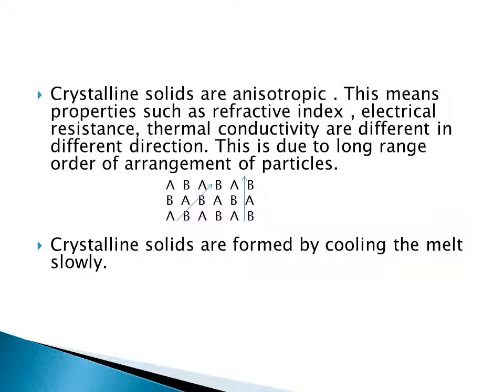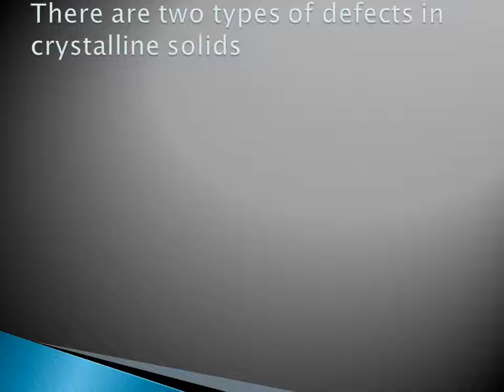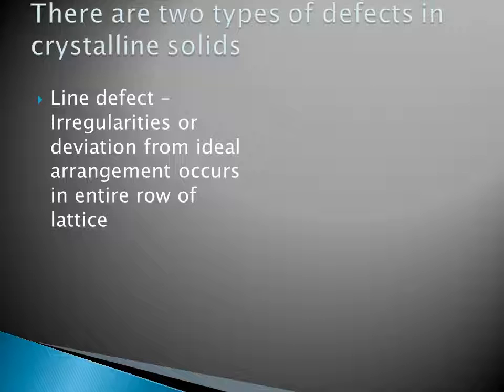Remember, crystalline solids are formed by cooling the melt very slowly. If the rate of cooling is fast or at a moderate rate, then defects are formed. The first type of defect is line defect. This is irregularities in the arrangement of atoms in an entire row of the lattice.